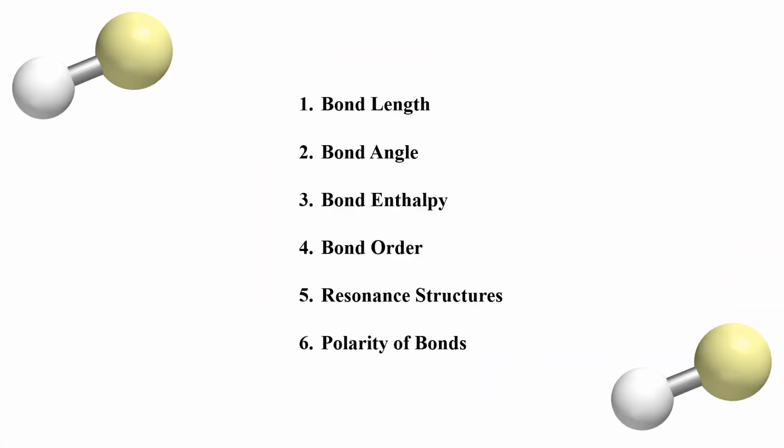The 6 bond parameters are bond length, bond angle, bond enthalpy, bond order, resonance structures, and polarity of bonds. These are the 6 parameters that you should be well aware of before you start learning about VSEPR theory, VB theory, that is valence bond theory, and molecular orbital theory. Okay, I'll be explaining about bond length, bond angle, bond enthalpy, and bond order in this video. So let us deal with these bond parameters one by one.